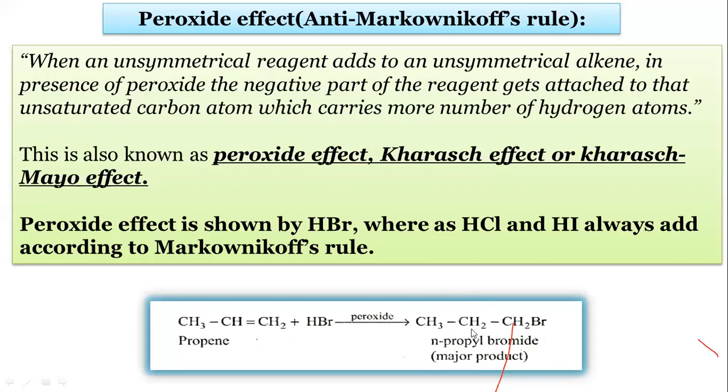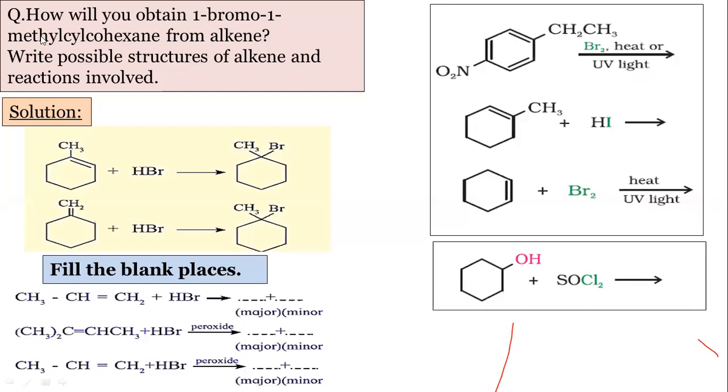This is happening due to the addition of peroxide. That's why it is also called the peroxide effect, Kharash effect. These are the names of the scientists, Kharash and Mayo, who discovered this effect. Remember this note I have written in bold type. The peroxide effect is shown by HBr. Remember, whereas HCl and HI always add according to Markovnikov's rule. Remember, this may be asked in your exam. So the second exercise depends upon Markovnikov's rule and anti-Markovnikov's rule. So go through this exercise. If you have any doubt, call me. These are very important examples I have given.